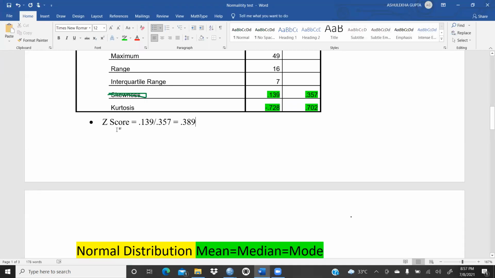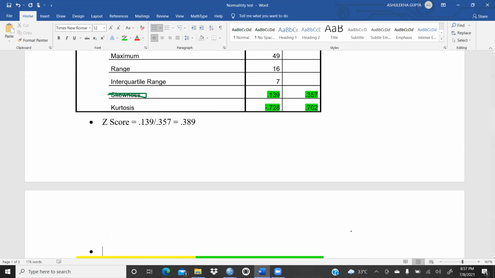So our value is 0.389, right? And the same with kurtosis, this value would be 0.728 divided by 0.702, right? And these are all negative values. The minus sign is here.